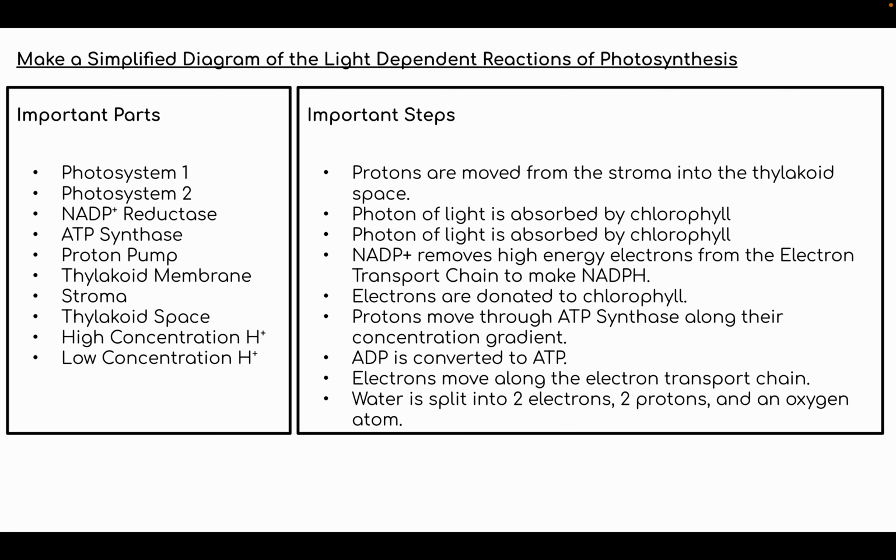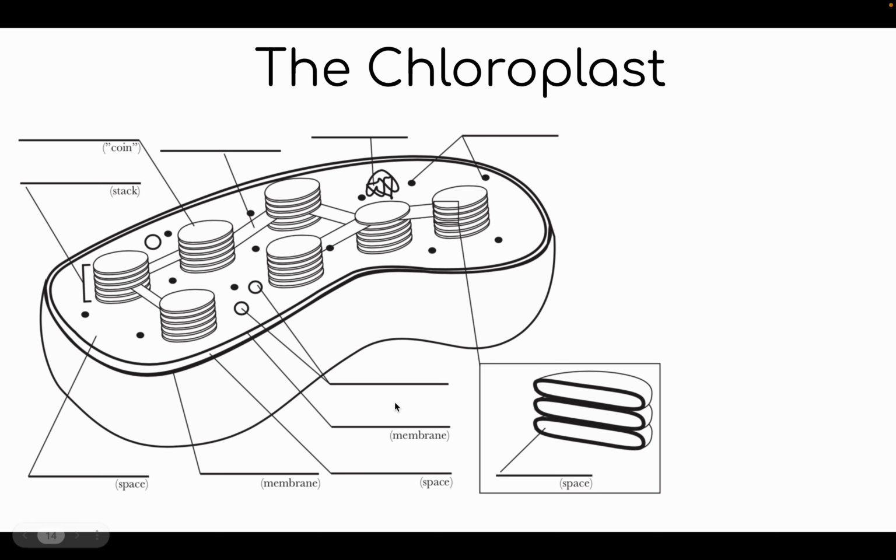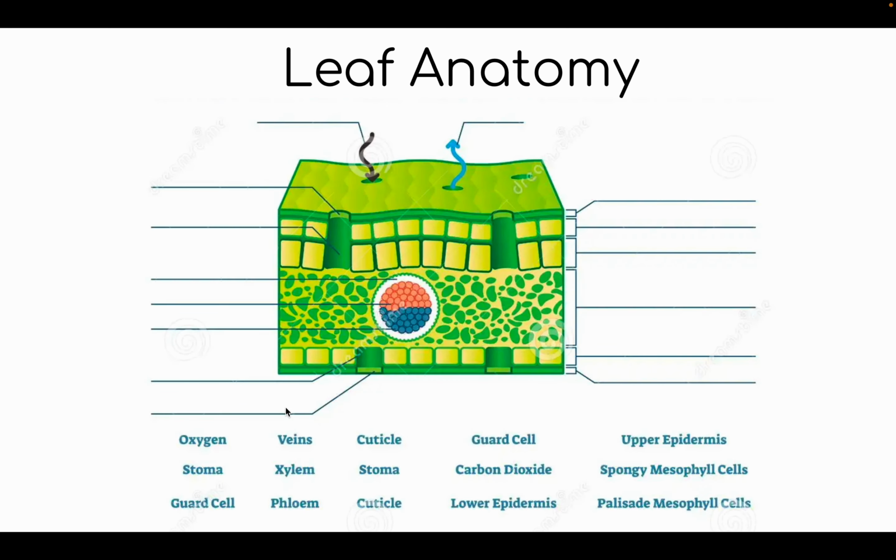All right, that's it, you guys. I know that you're probably going to have questions, and I'm happy to answer those for you. Some things that you can do are make a simplified diagram of the light-dependent reactions and draw this over and over. Make sure that you've got all these important parts here, and that you're describing these important steps. You should also be able to label the parts of the chloroplast, and the parts of the leaf.